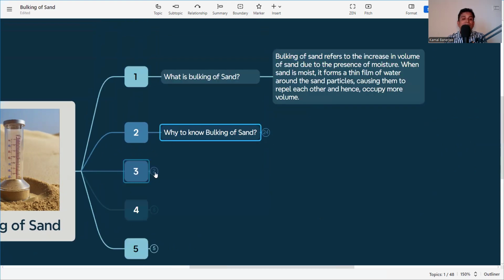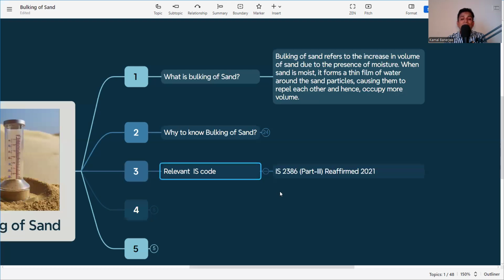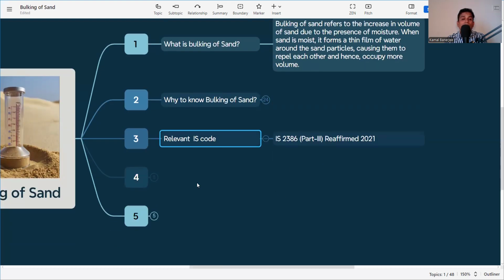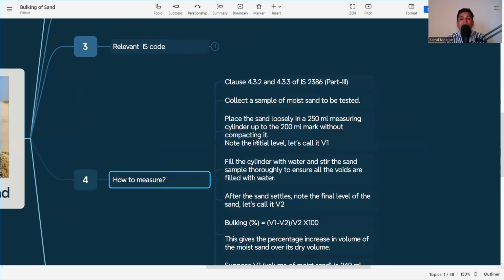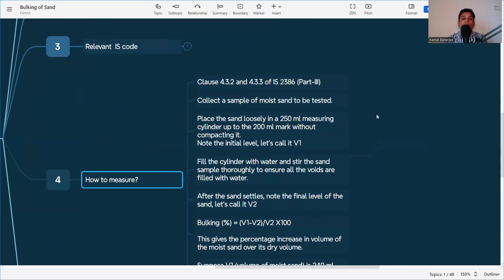The next relevant IS code is IS 2386 Part 3, reaffirmed in 2021. Next is how to measure. This measurement is shown in clauses 4.3.2 and 4.3.3 in IS 2386. It gives a detailed procedure on how to measure the bulking of sand.